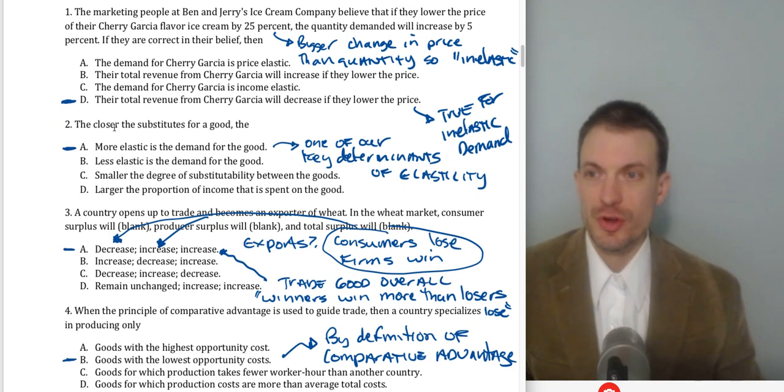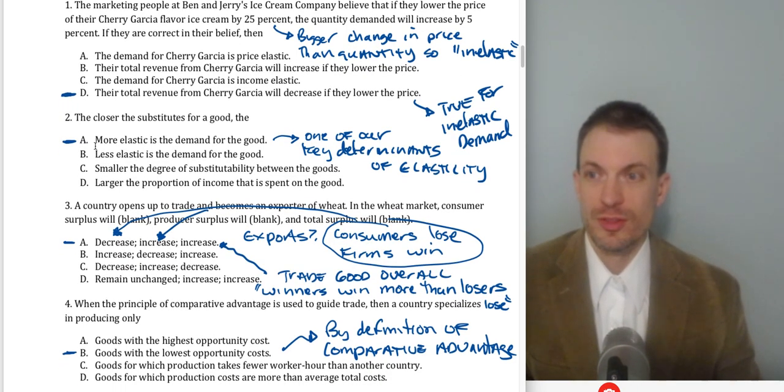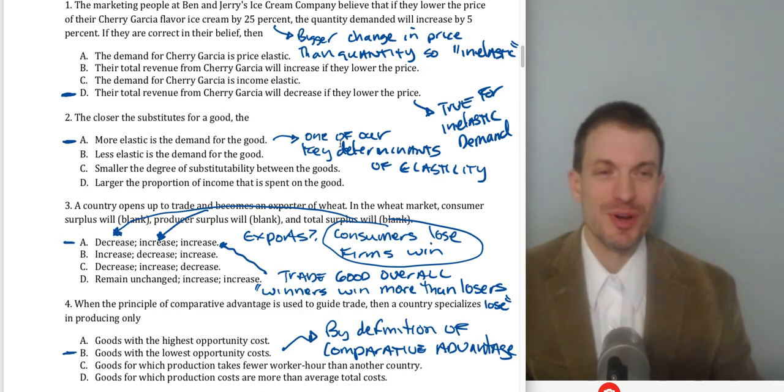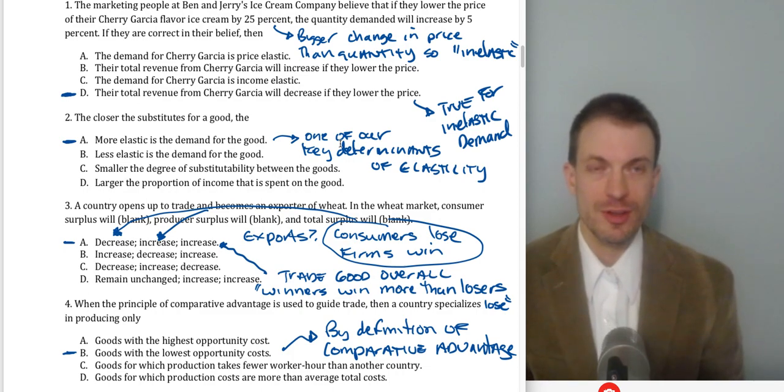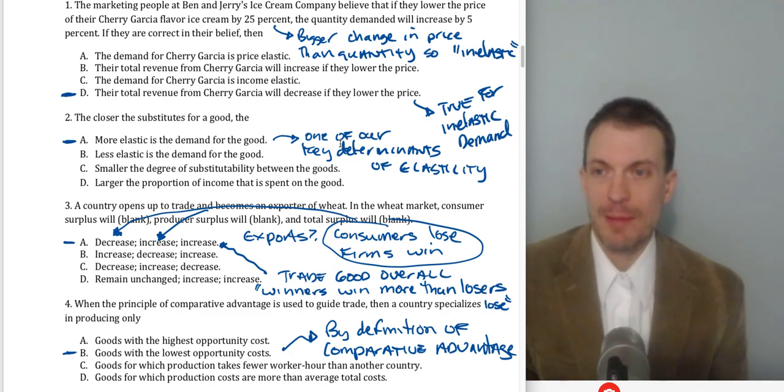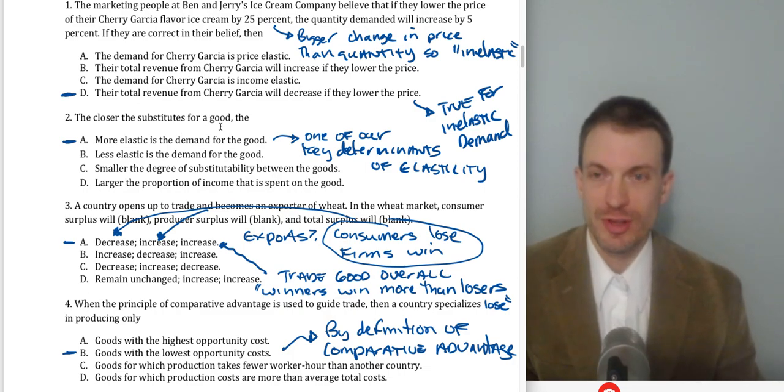Okay, the closer the substitutes are for a good, the more elastic is demand. This is actually one of our key determinants of elasticity. We expect that demand is going to be more elastic, more responsive to price, the more options consumers have. So the closer and the more available the substitutes are, the more elastic is demand.